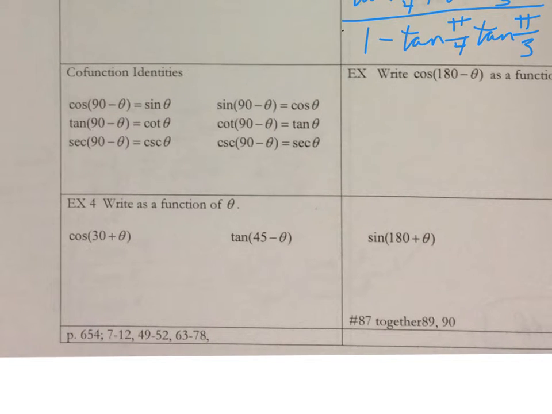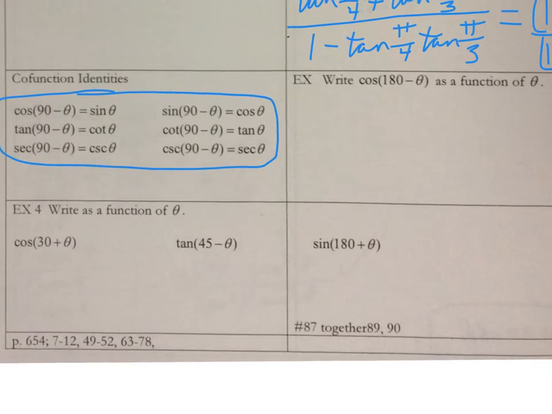Okay, then we've got some cofunction identities sitting here. Cosine of 90 minus theta is equal to sine of theta, and all these others. We're not going to use these very much. You might see them sometime again used in a different class, but not very often. So we're not going to spend much time on those.